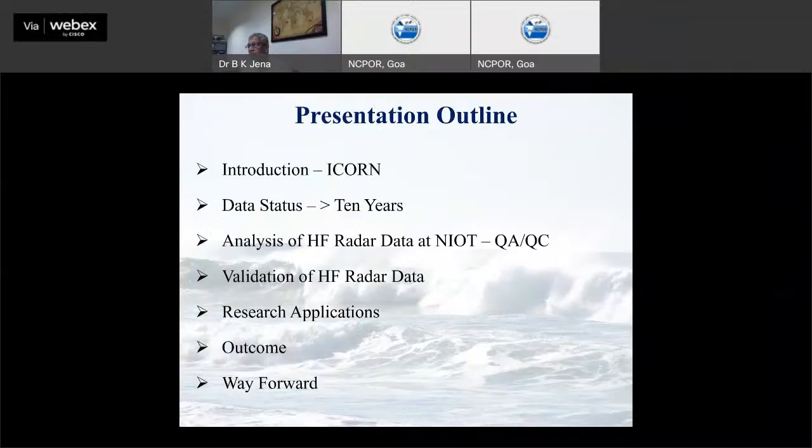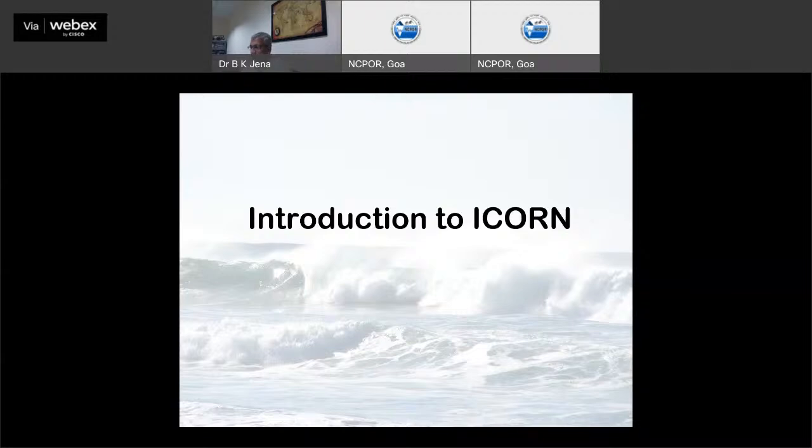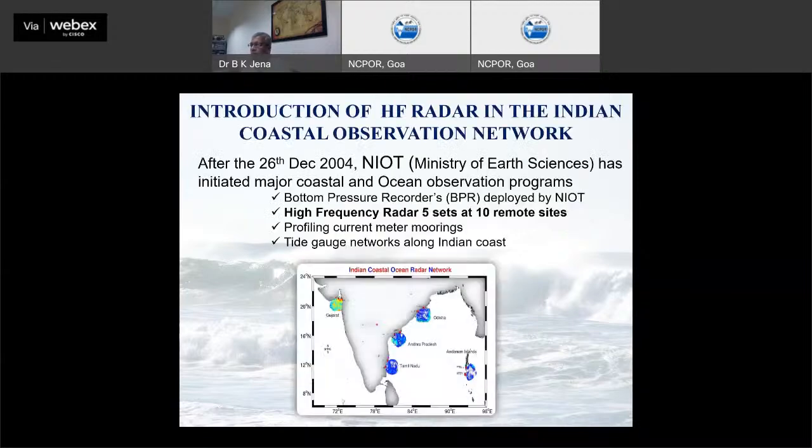So with this introduction, I will be presenting just an introduction of what is ICORN and its data. We are now at more than 10 years, 1 decade of service, in this field. Then the analysis of HF radar data at NIOT and other institutes, then validation of HF radar and its applications for different research topics, and what is the outcome so far and the way forward. So in the introduction, I will tell about the history and the concept of this system.